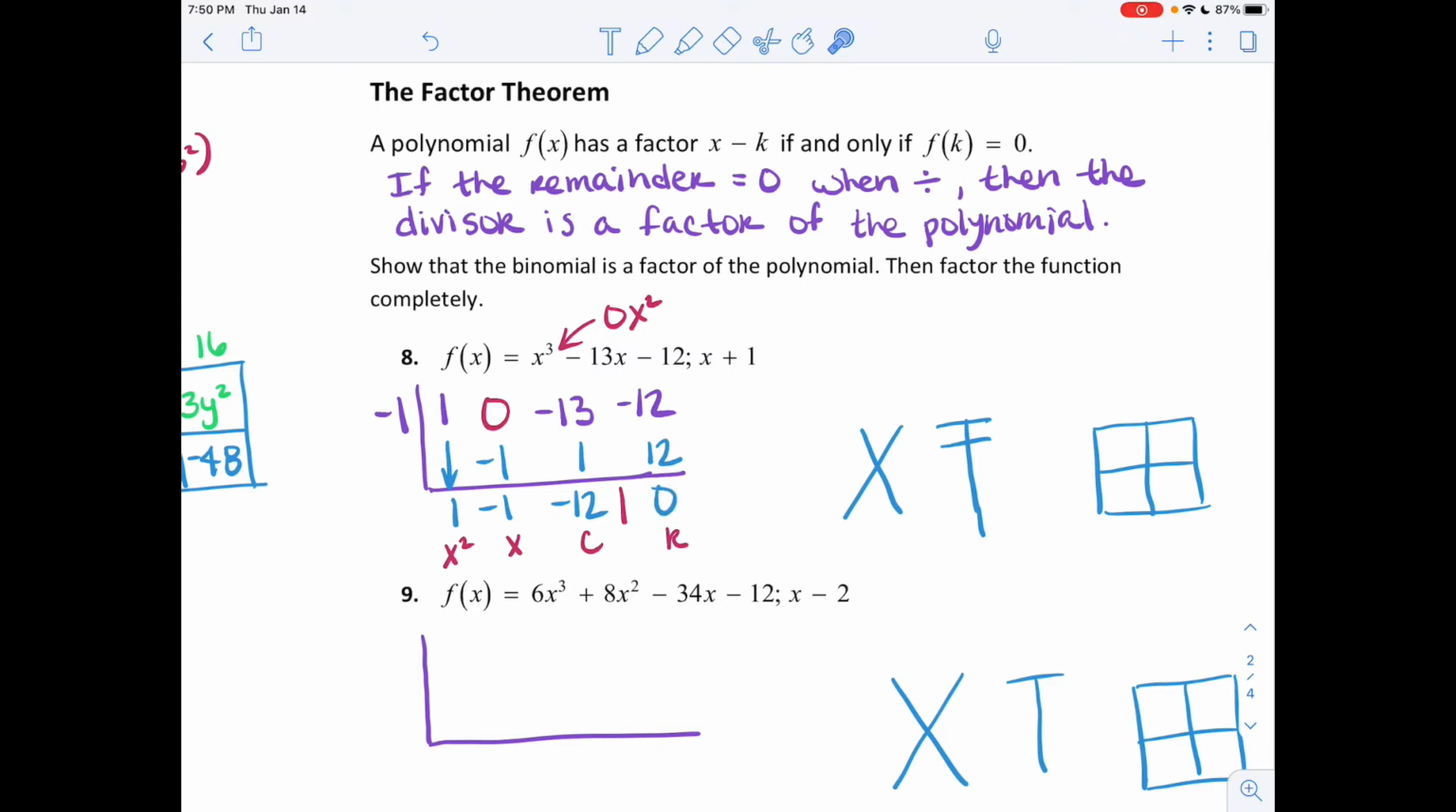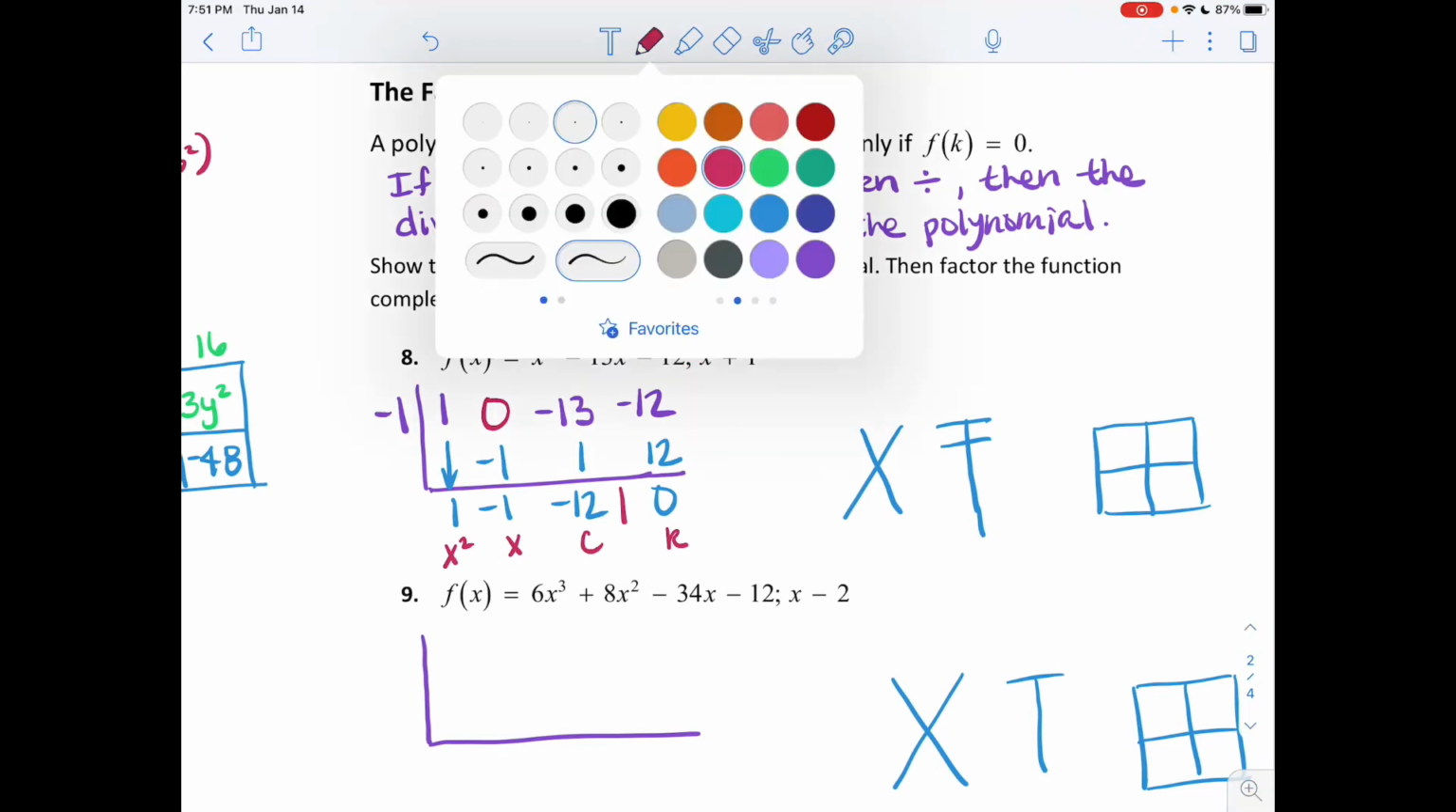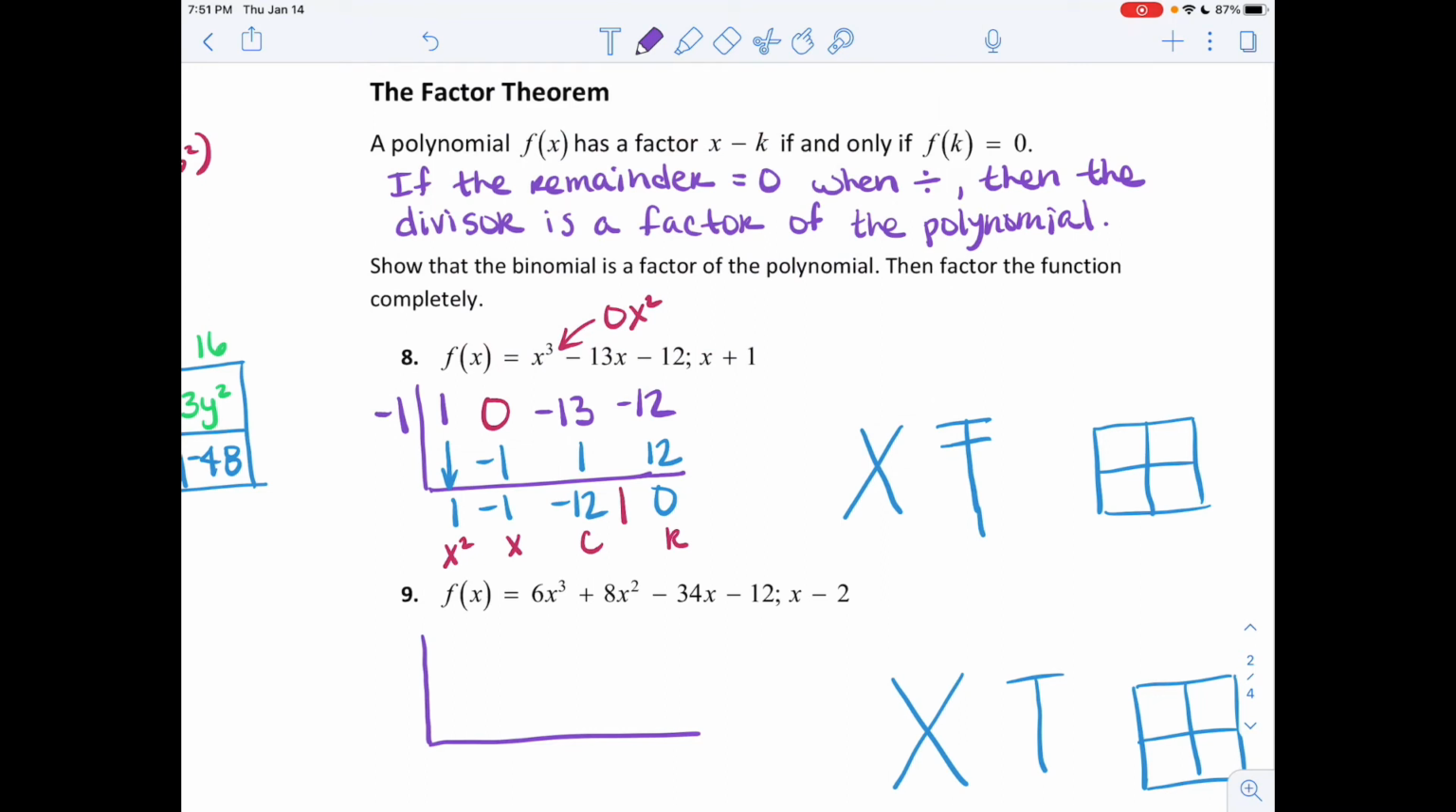So we should have known already that we were going to get a 0 because it says show that the binomial is a factor of the polynomial. They wouldn't ask us to show it if it wasn't. Okay, so here's how we're going to use this to factor. We are going to use this as the start of our factoring. We were told up above here that it is a factor. So this comes from the very beginning. I'm going to go ahead and write up here so that I have more room. So I'm going to say x plus 1 as part of my factored polynomial.